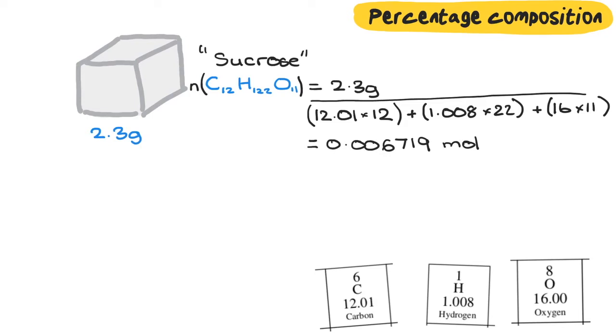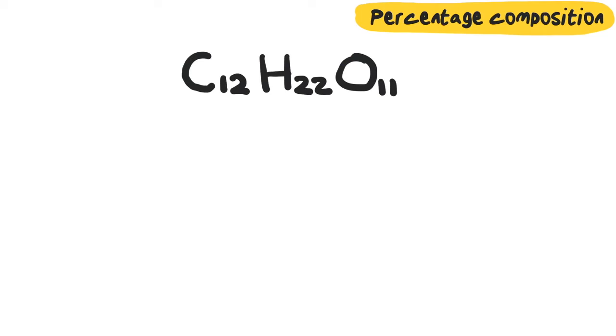With some fancy calculations, the number of atoms of each element present can be obtained. The formula for sucrose tells us the ratio in which the atoms are present. So for every 12 carbon atoms, 22 hydrogens and 11 oxygens are needed, in a ratio of 12 to 22 to 11. Sometimes we need to know the ratio of elements by mass in which the elements are present. This is called the percentage composition.